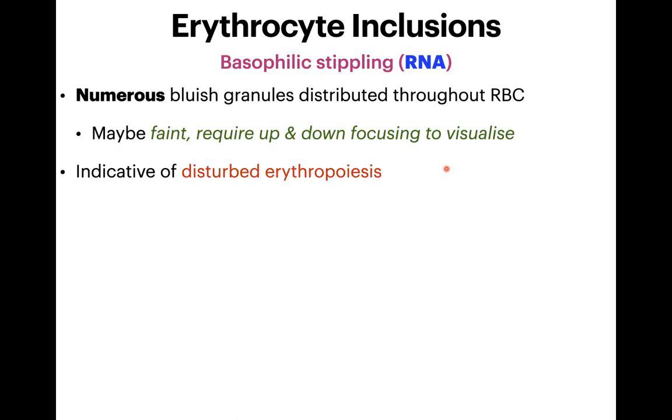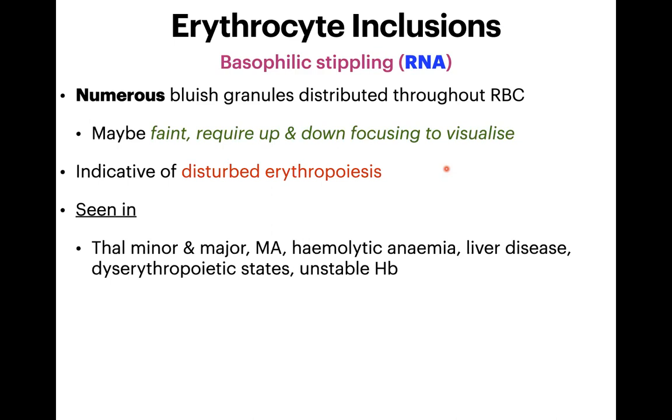And they are indicative of disturbed erythropoiesis. Okay, Howell-Jolly bodies and Pappenheimer bodies indicate hyposplenism usually, but basophilic stippling is indicative of dyserythropoiesis, and it is seen in thalassemia major and minor, megaloblastic anemia, hemolytic anemias, liver disease, dyserythropoietic states, and unstable hemoglobin. The list is actually long. I have included only the most common ones.